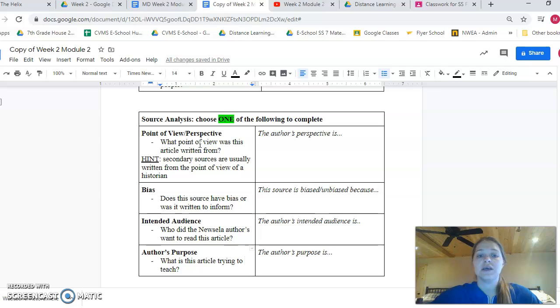When you're done with that, you're going to go to your source analysis, which is choosing one of those components of a SHIP analysis, and now bias, and you are going to complete it there. You only need to do one of these. You do not need to do all 4. You are doing one. Okay, so even if you don't want to do POV or perspective or bias, and you want to do intended audience, write it right here.